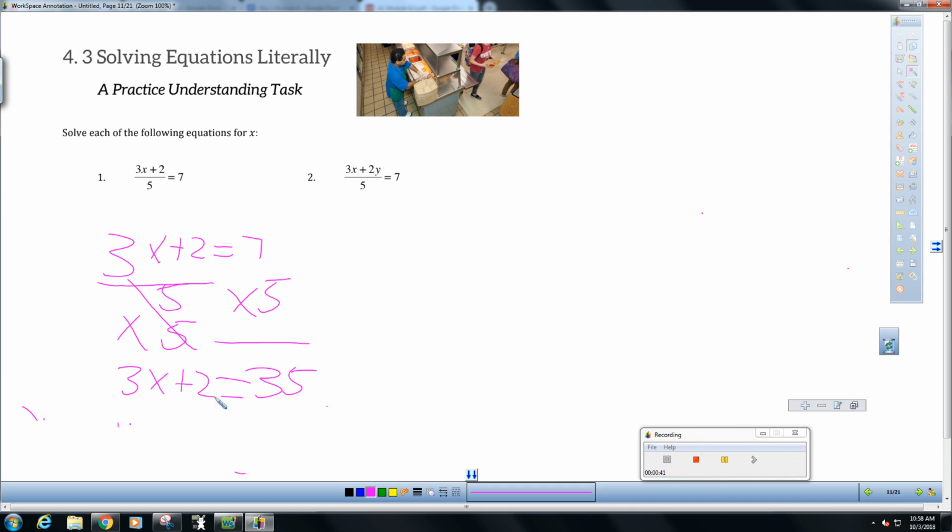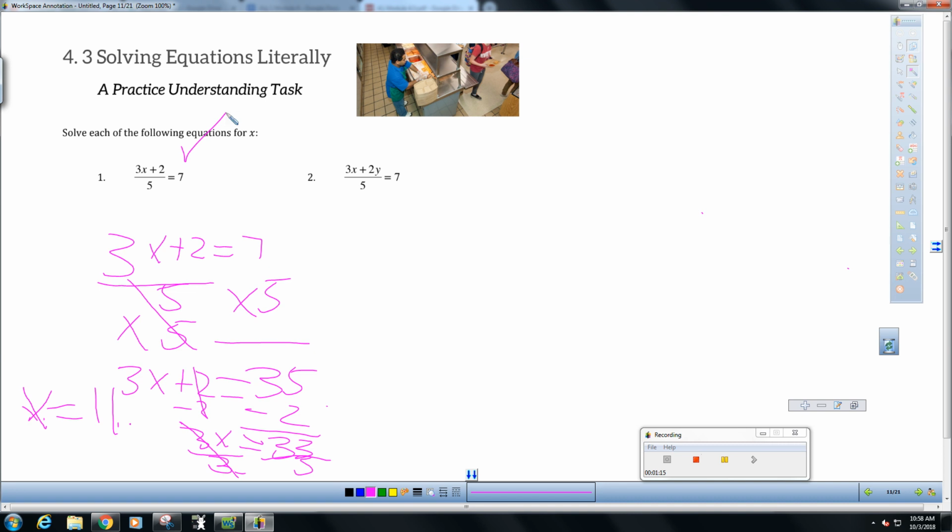So now we need to do the opposite of adding, which is subtracting. So we need to subtract 2, which equals 33, equals 3x. We need to divide by 3 to get the x by itself. So 33 divided by 3 is 11, so x equals 11. Plug it in: 3 times 11, 33, plus 2 is 35. Divide by 5 equals 7. So yes, we do know that is correct.